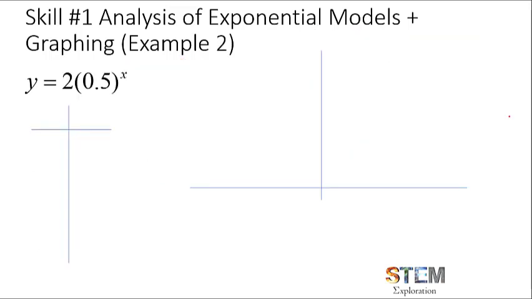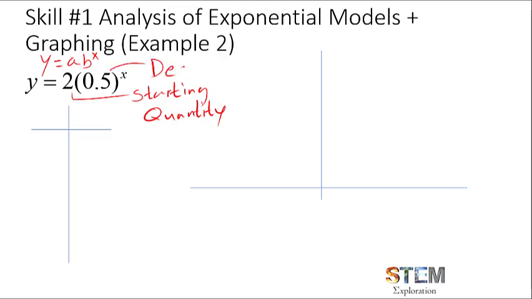The second example I want to show you, though, is an example of a decay function. So again, the official standard form for an exponential model is y equals a times b to the x power. And so a, this 2 value here, is normally something used to indicate a starting quantity of something. And if you have a starting quantity, that can be useful.